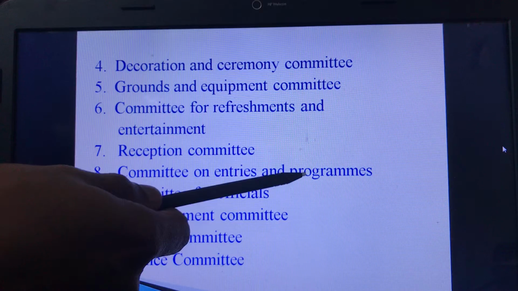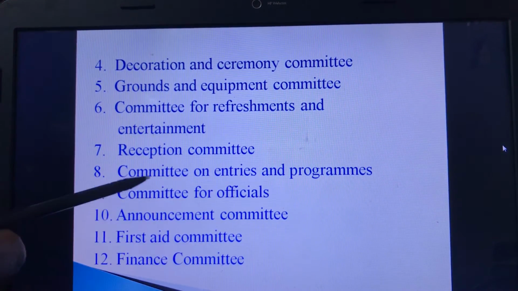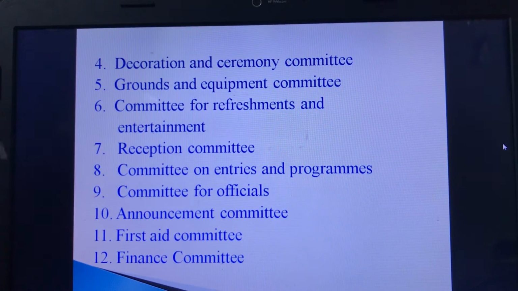And the program people will make the schedule, where we have to conduct and when we have to conduct, the timing and all, everything controlled by committee on entries and programs.